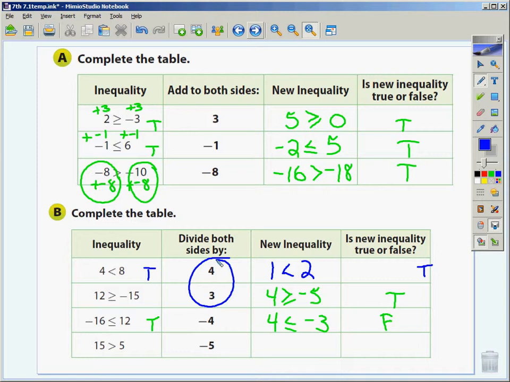Okay. Let's see if it does it the same way on the next one. 15 divided by a negative 5 is negative 3. Greater than? 5 divided by a negative 5 is negative 1. Is negative 3 greater than a negative 1? No. That's also false. What could I do in the bottom two statements to change this inequality so instead of being false, it would be true?